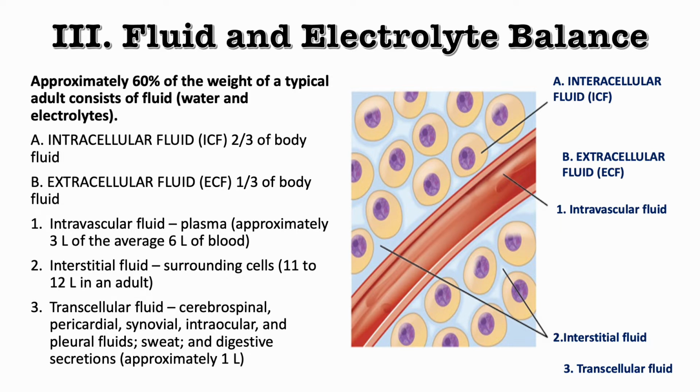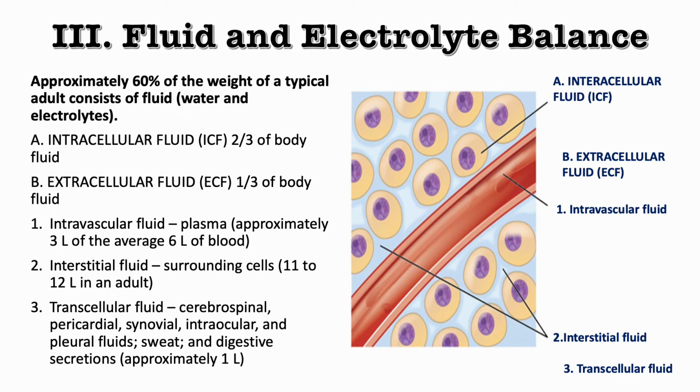There are three other types of ECF as shown in the photo. Intravascular fluid, it's plasma. It's fluid inside the blood vessel. Approximately that's 3 liters of the average 6 liters of blood. Another ECF is the interstitial fluid. These are the fluids in the surrounding cells or tissues. That's approximately 11 to 12 liters in an adult.